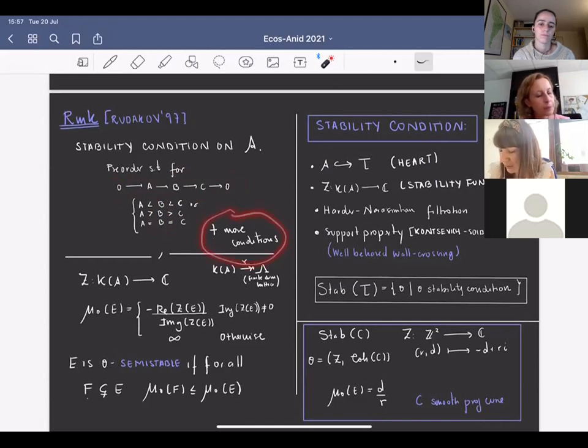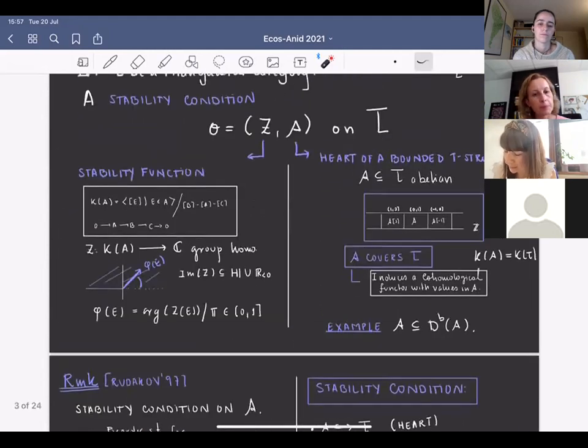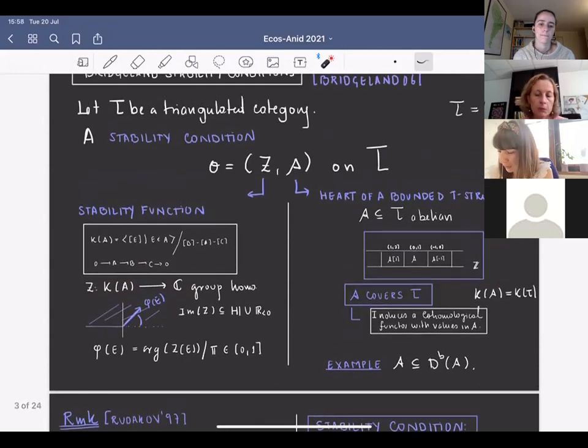And of course, this definition has more conditions. But the point that I want to make is that this group homomorphism captures exactly that. Since the Grothendieck group is additive with respect to short exact sequences, when you take the image in the complex numbers, the object in the middle is always going to be between the phases of the other two. So it captures the definition of Rudakov.